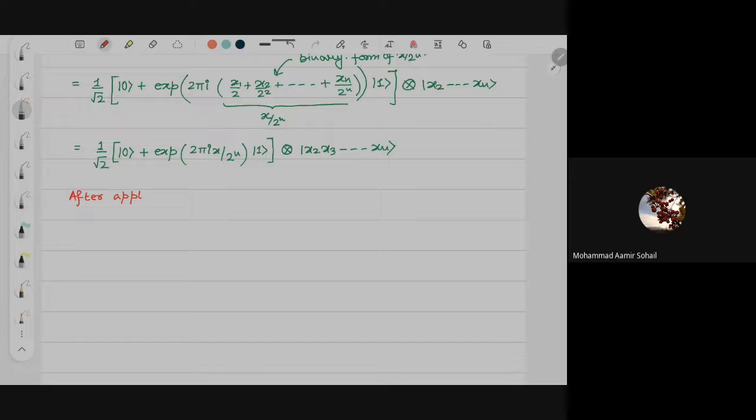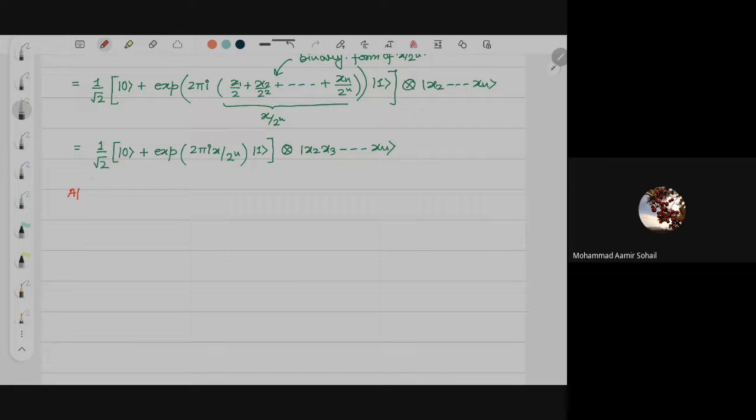the first block is only acting on the first qubit and it's transforming the first qubit only. And if we apply similar kinds of blocks on the rest of the qubits, we will get this superposition for each of these qubits, x2, x3, xn.